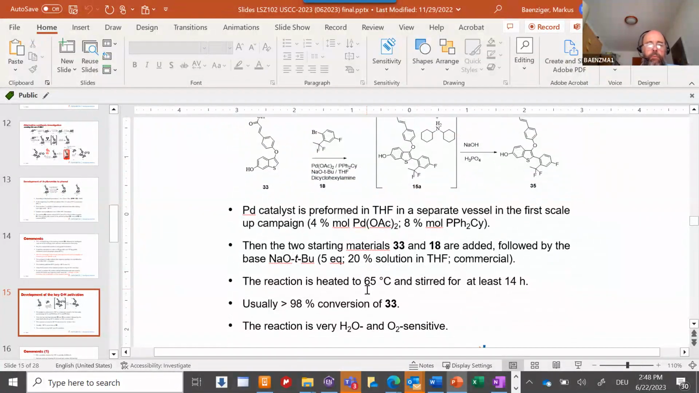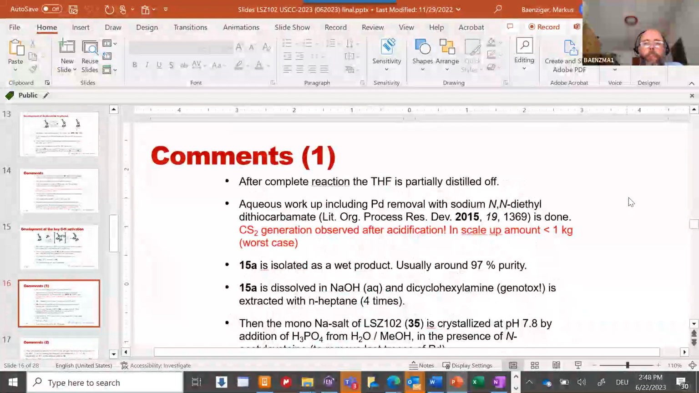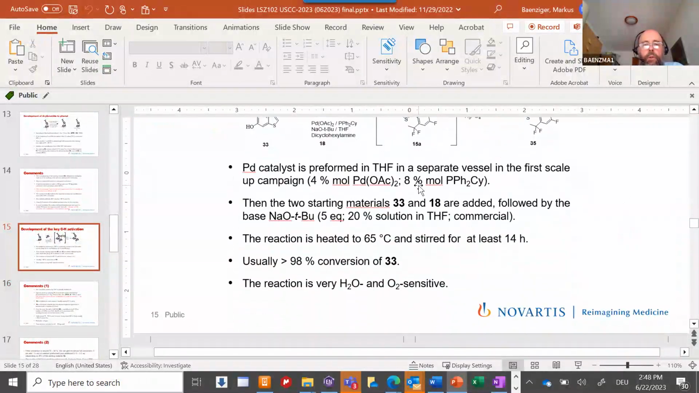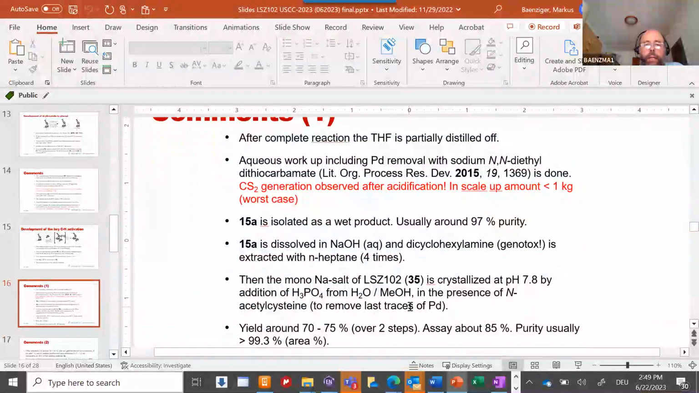The reaction we found is very water sensitive and oxygen sensitive. So it was critical for the reaction to avoid any moisture. After complete reaction, the THF was partially distilled off. We had again treatment, palladium removal with sodium diethyl dithiocarbamate. And the product 15A, that's the dicyclohexylamine salt here, was then isolated as a wet product, usually with around 97% purity.